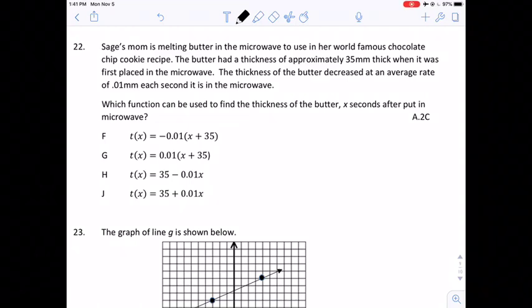Problem 22. Sage Mom is melting butter in the microwave to use in her world-famous chocolate chip cookie recipe. The butter had a thickness of approximately 35 millimeters when it was first placed in the microwave. The thickness of the butter decreased at an average rate of 0.01 millimeters each second it is in the microwave. Which function can be used to find the thickness of the butter x seconds after putting it in the microwave?